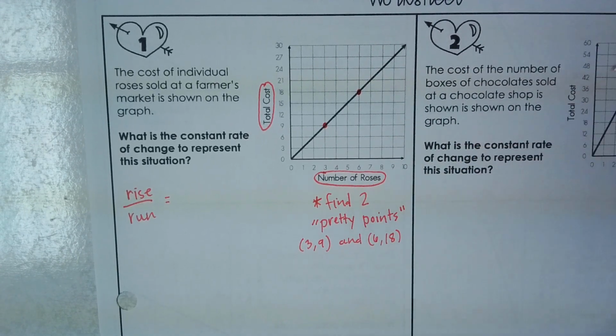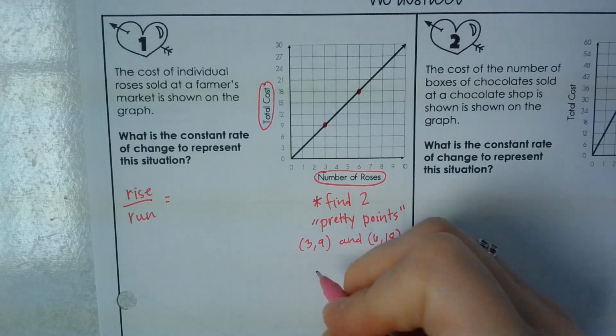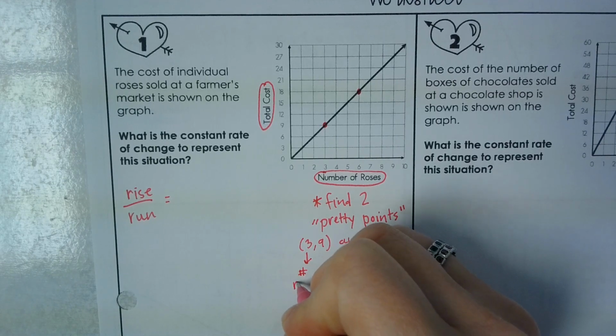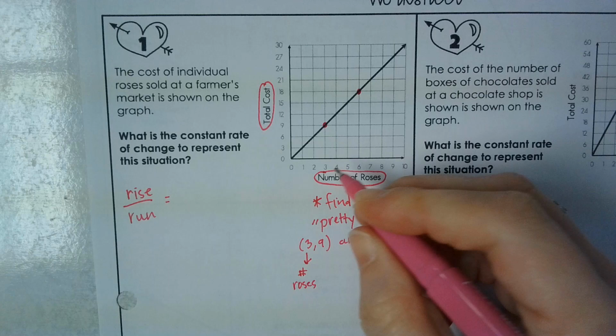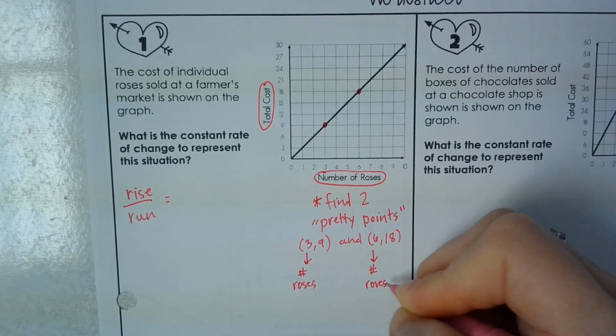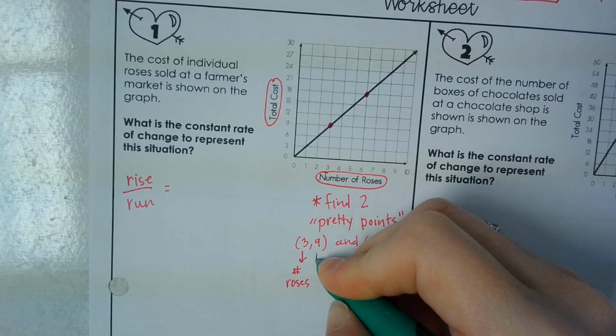Now, apply that to our situation. Our X's are talking about our number of roses. Right? That's what our X's are. The number of roses. And what is, I need a darker pen. Whoops. And what is the Y representing?